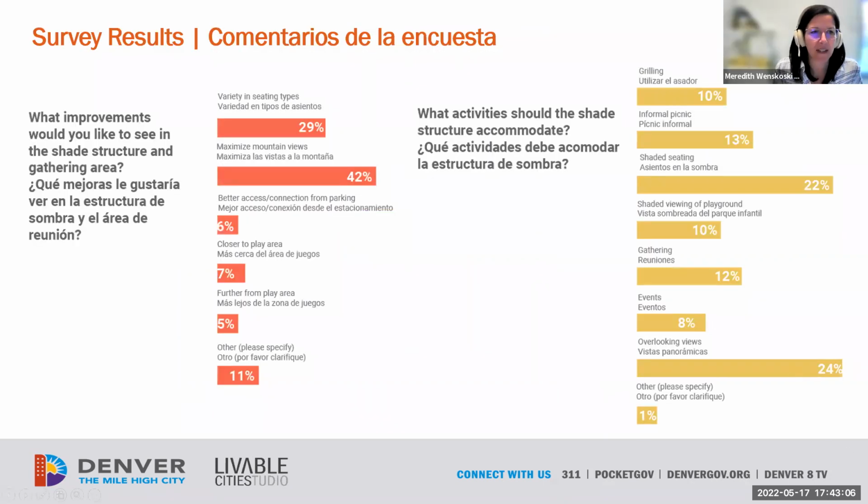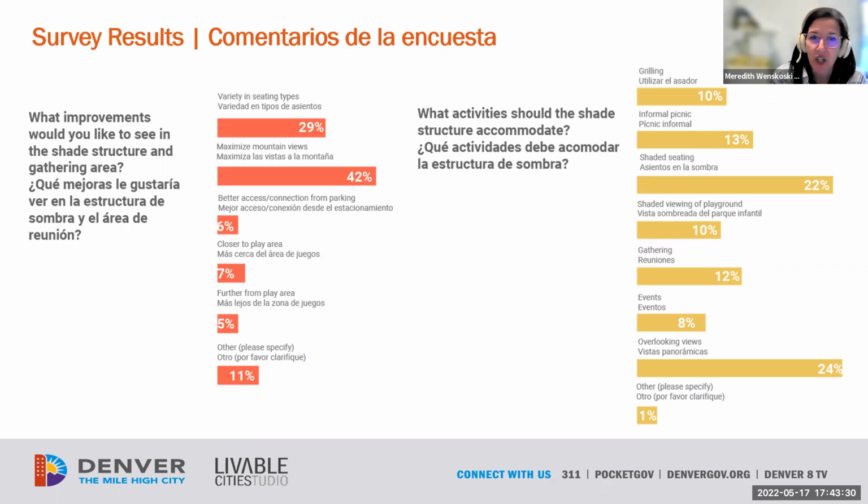There we go. Thanks. So we also asked, what improvements would you like to see in the shade structure and gathering area? And I mentioned the views and the seating. Well, those were clearly the top 2. So a variety of seating types and maximizing the beautiful mountain views from the park were the clear front runners there.